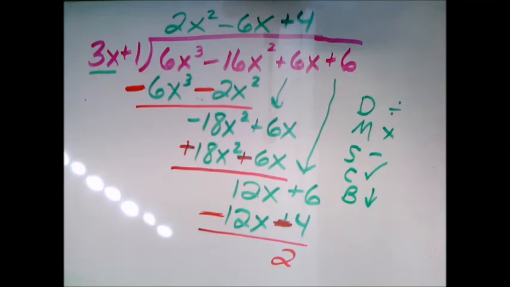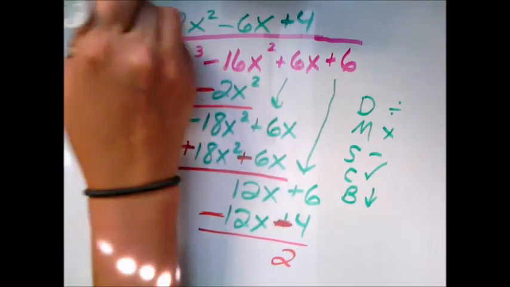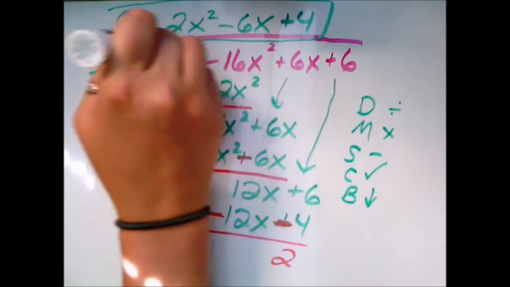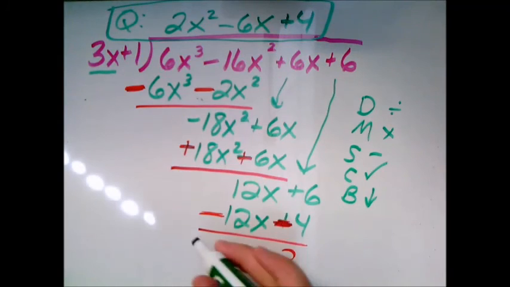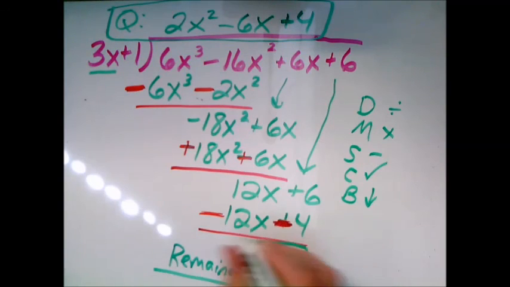So now if I'm going to write my answer, my quotient is 2x squared minus 6x plus 4, and my remainder is 2.